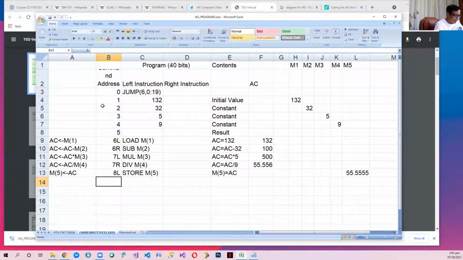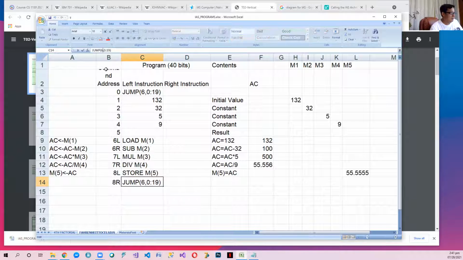And we'll have 8R. To do a halt, we say jump 8, 22, 39. This is our halt.